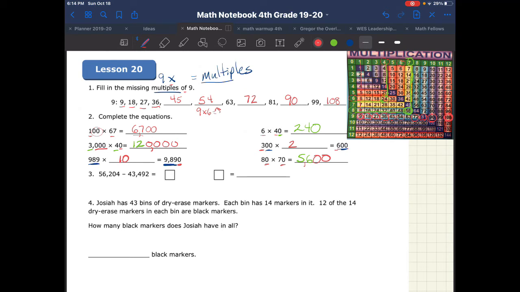Now a big subtraction problem. 56,204 minus 43,492. Pause the video, see if you can say those numbers back. So the key to this is to use scratch paper and write it neatly. So 56,204. I'm going to put some lines so I keep everything in the same column. My other number is 43,492.